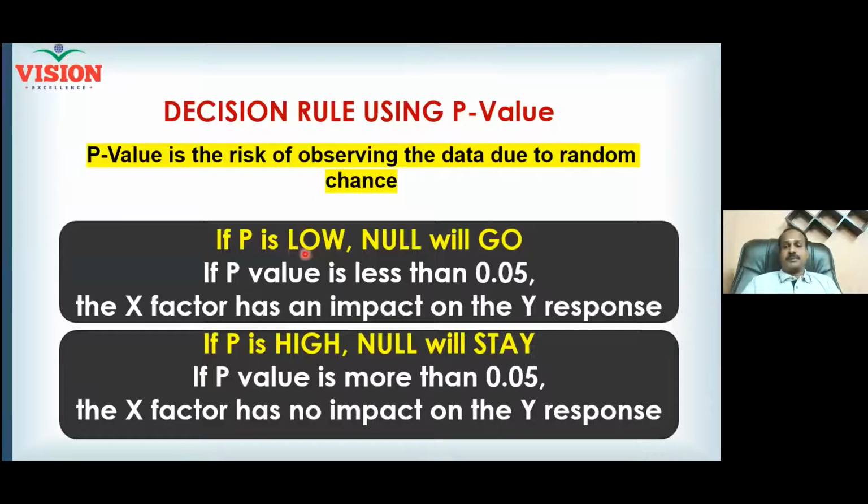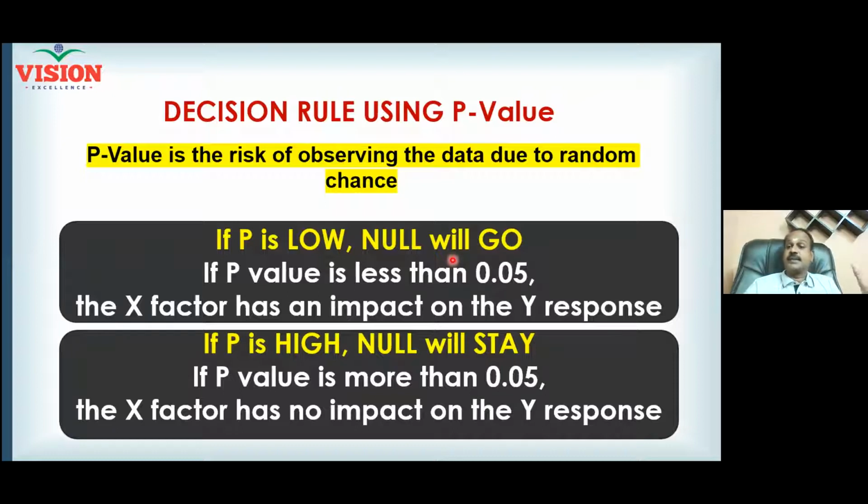When the p-value is low, low means lower than the level of significance. For a 5% level of significance, it is 0.05. For 1% level of significance, it is 0.01. For 10% level of significance, it is 0.1. Whenever the p-value is lower than the level of significance, null will go. That means you reject the null.